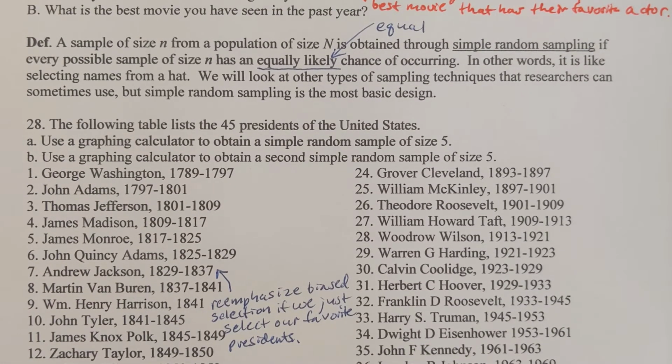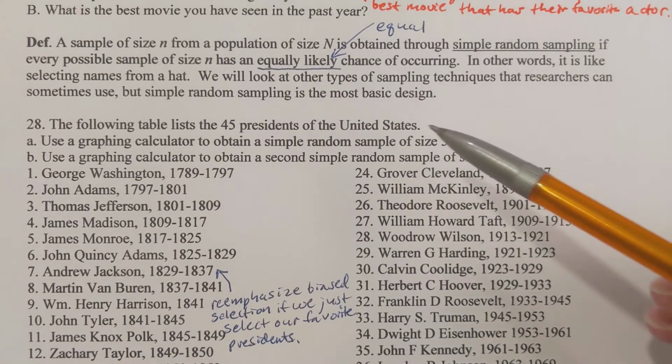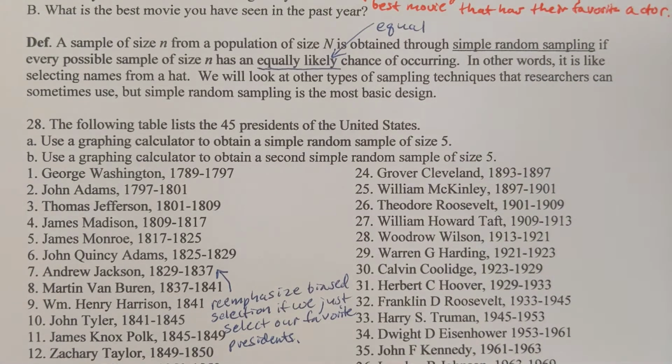There's a definition there. It says that a sample of size little n from a population of size capital N is obtained through simple random sampling if every possible sample of size little n has an equally likely chance of occurring. Equally likely just means equal. So you're not being biased towards selecting one individual or one group of individuals over another. In other words, it's like selecting names from a hat.